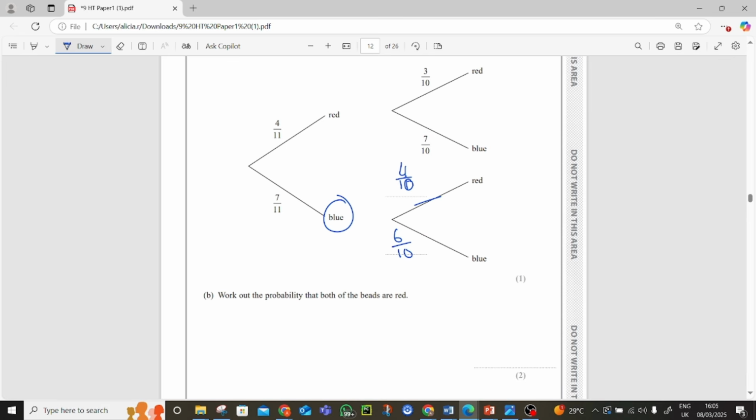Okay, then we're going to have to work some stuff out. Work out the probability both of the beads are red. This is just 4 over 11, the probability that she gets a red bead in the first case, multiplied by the probability she gets a red bead in the second case, so 3 over 10, and you get 6 over 55.